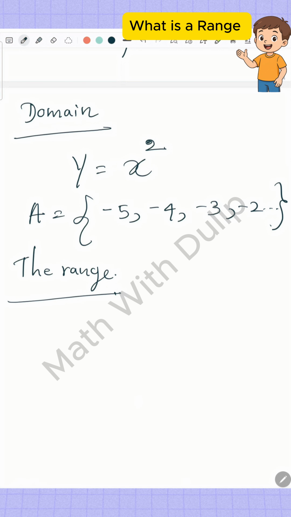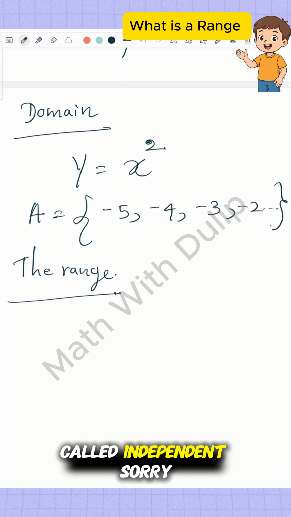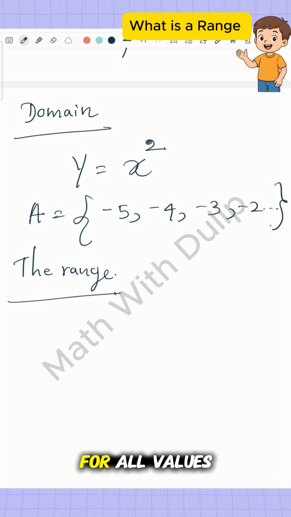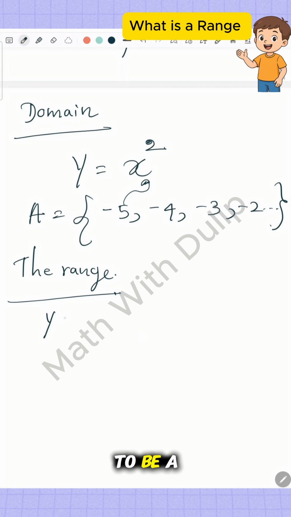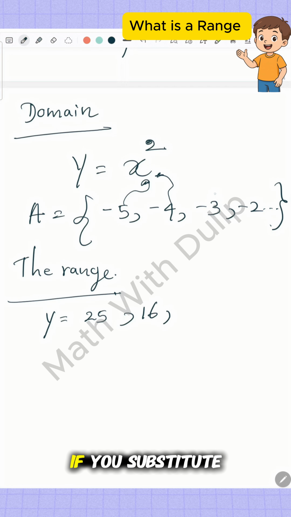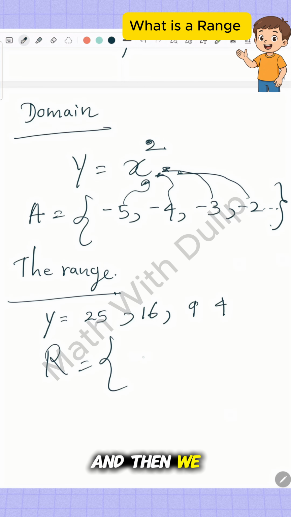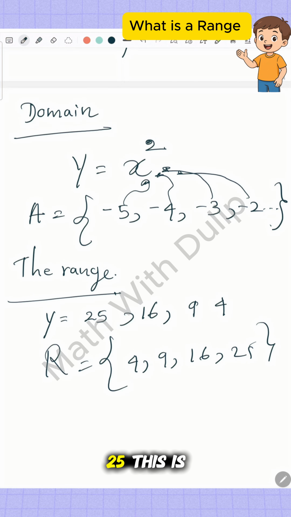The range. The range is the set of all possible output numbers, called the dependent variable. So that is for all values of y. Look at this. If you substitute -5 in here, y is going to be 25. If you substitute -4, then 16. If you substitute -3, 9. -2 gives 4. So that is the range. If I call the set of the range R, then we have all these possible numbers 4, 9, 16, 25. This is the range.